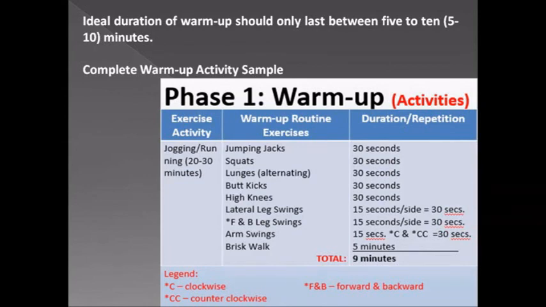High knees, 30 seconds. Lateral leg swings, 15 seconds on your right and 15 seconds on your left, para 30 seconds rin. Then forward and backward leg swings, 15 seconds per side. Arm swings, 15 seconds clockwise and 15 seconds counterclockwise, not 15 minutes. So 15 seconds. Then the last one is breeze walk for 5 minutes.